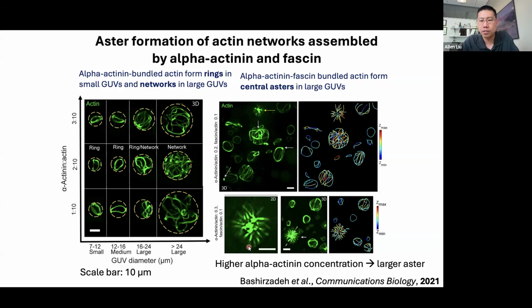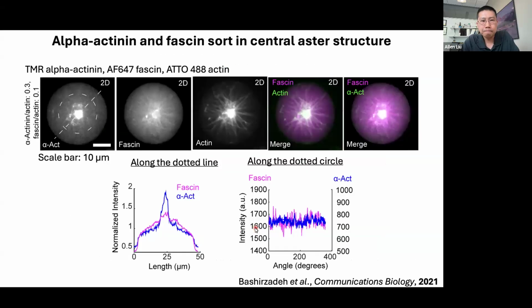So it suggests that the boundary, the confinement, can actually provide some type of organization for this two cross-linker system. We performed fluorescence microscopy of labeled alpha-actinin, labeled fascin, and also labeled actin. Hopefully you can appreciate this is the alpha-actinin. You have a very, very dense alpha-actinin cluster at the middle. And then if you look at the fascin channel, you see the fascin is labeled along these radiating bundles, and this is the actin channel.